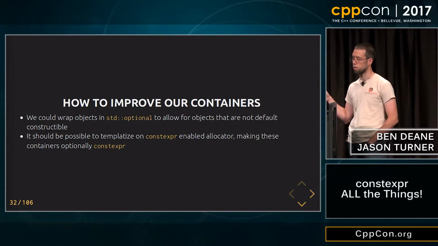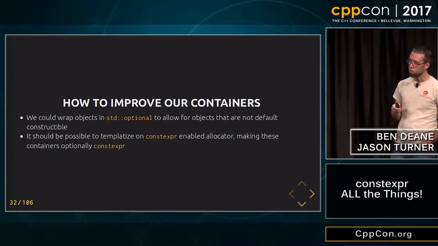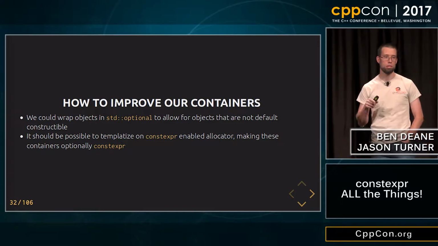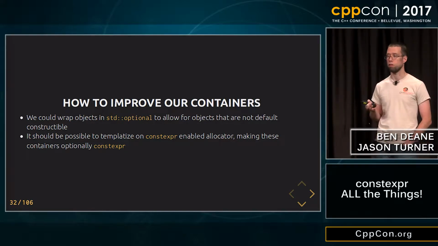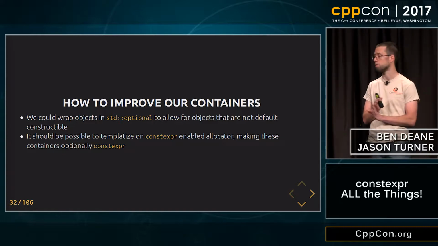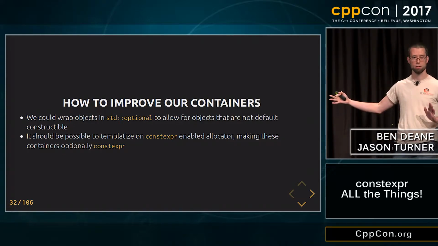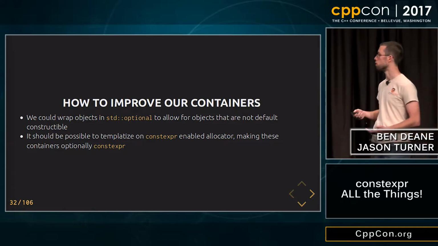So we're almost to the parser, right? We've got a few more slides. One option for making our containers so that they don't require things to be default constructible is that we could make basically arrays of optionals of things, and then they wouldn't have to be initialized, and then we could initialize them at will when we needed to.